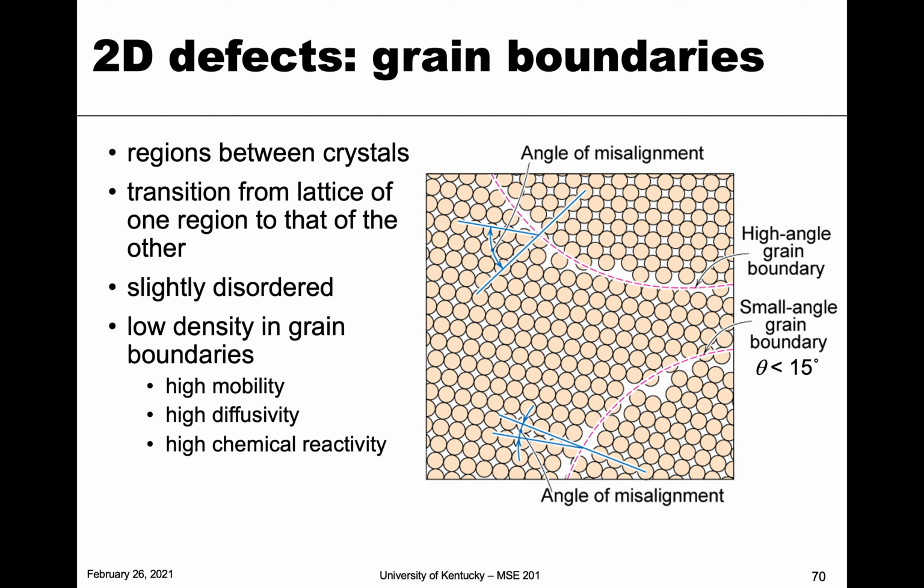Again, these are transitions between lattices in different areas. There's going to be disorder, so there's lower density, and it has some physical effects. Because it's lower density and more open, things can move around more easily, so we have higher mobility of atoms, and that results in a higher diffusivity. We're going to talk about this in the next chapter. It also means that area is more chemically reactive, and this is something we will use in the next module.